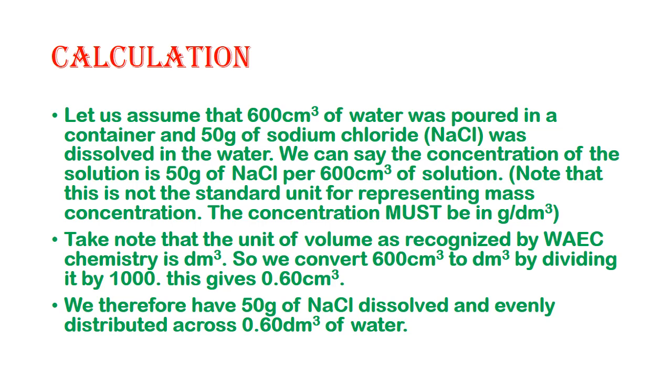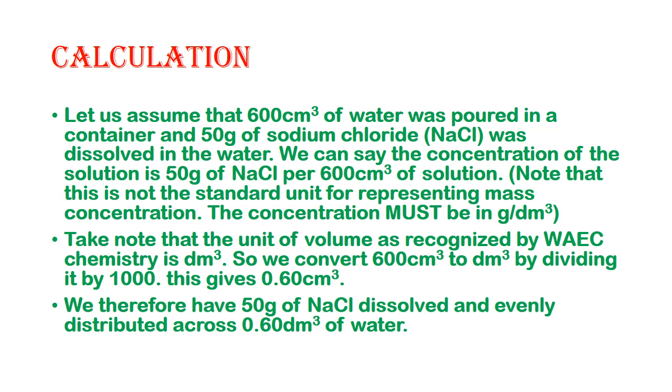Now, gram per dm cube means the amount in grams of the solute present in 1 dm cube of the solution. Dm cube is a unit for measuring volume. So if you dissolve that 50 gram of sodium chloride in 600 centimeter cube of solution and you stir it very, very well, all the 50 gram would have dissolved in the 600 centimeter cube. Do you understand? So it would have been spread evenly to all parts of the solution.